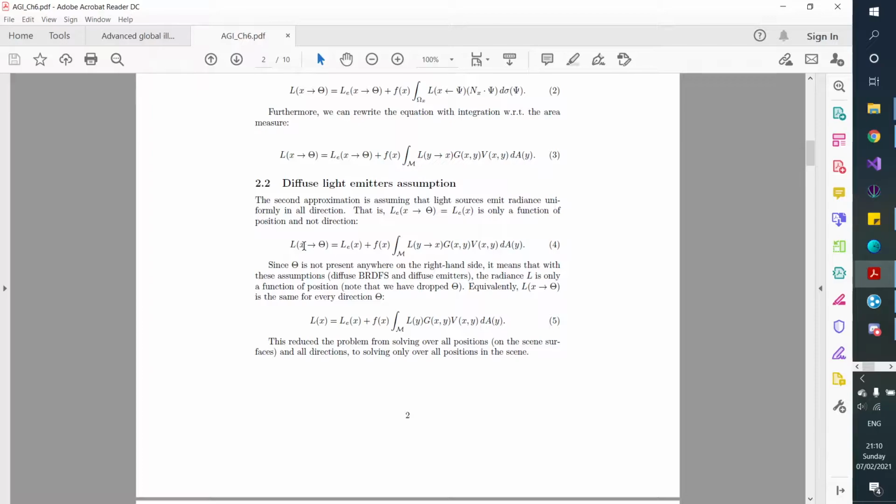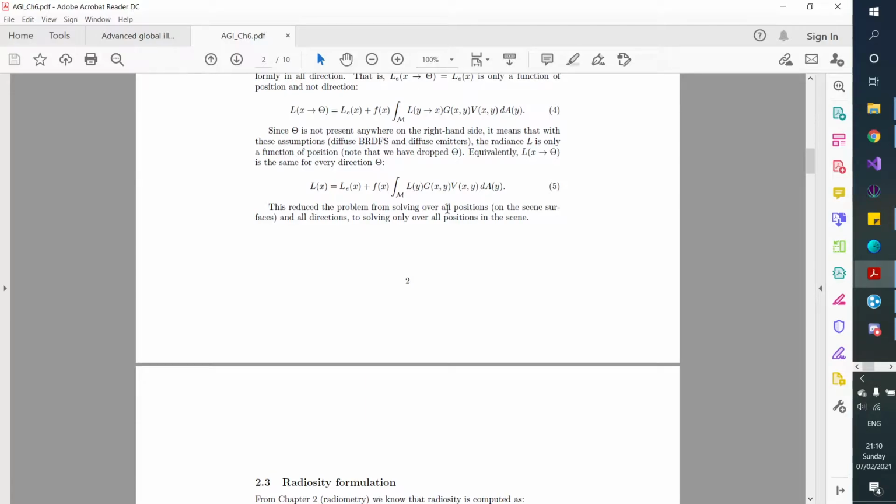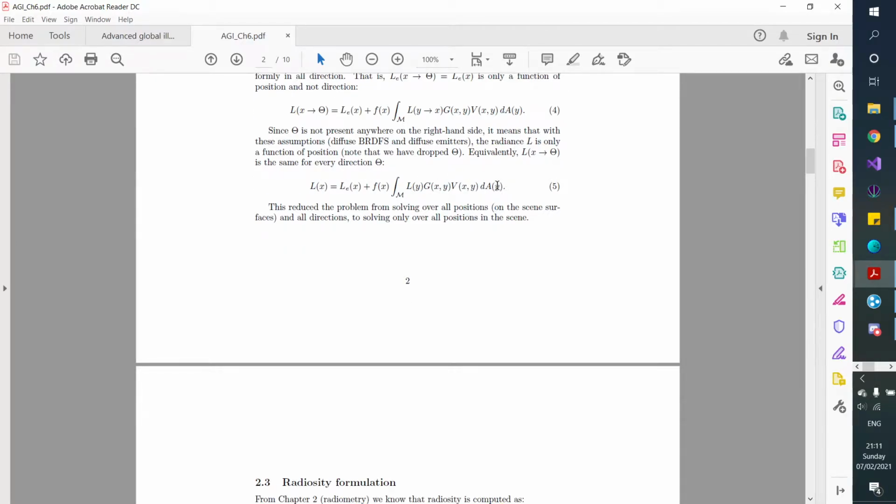And in the same way, since this is simply a function of position, you have the same thing here, because the direction doesn't matter, because in every direction it is the same radiance. Then you're left with this formulation that doesn't have any directionality dependence except for this here, dy.